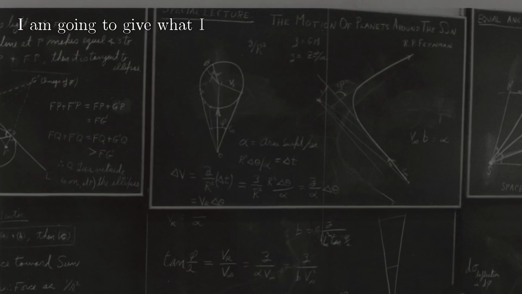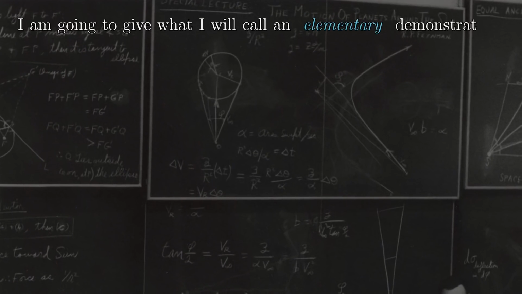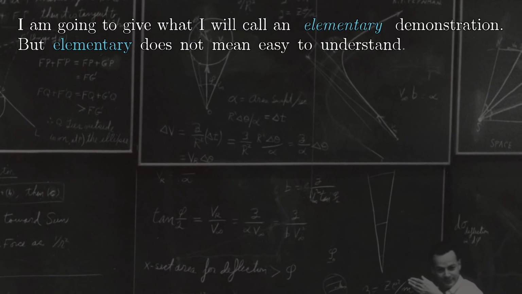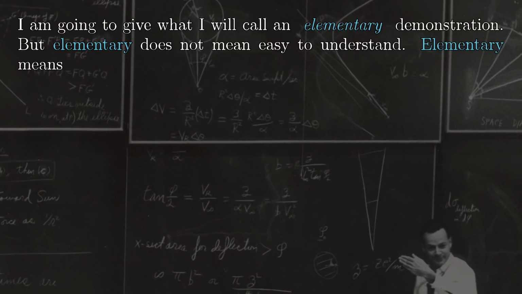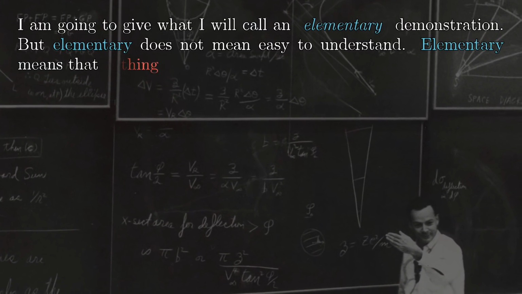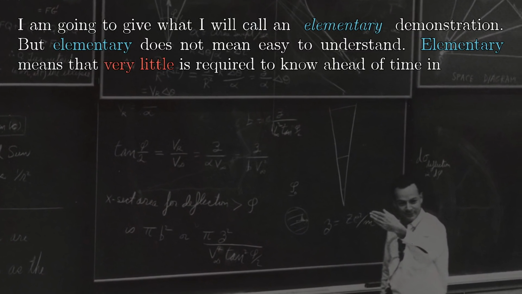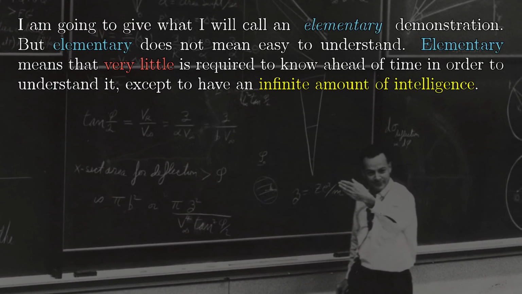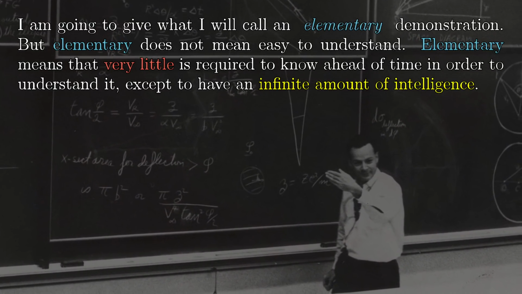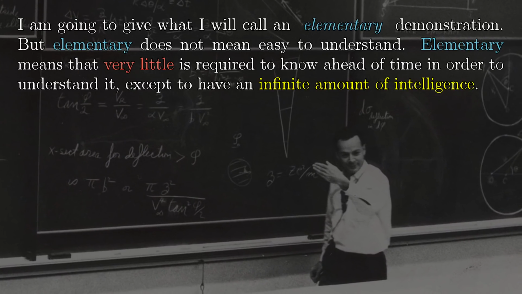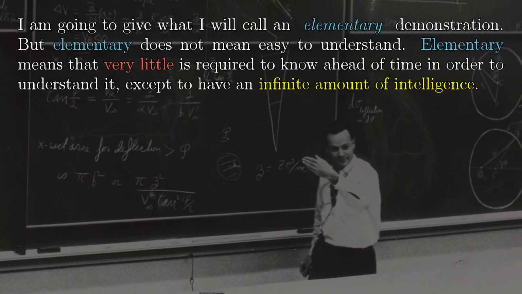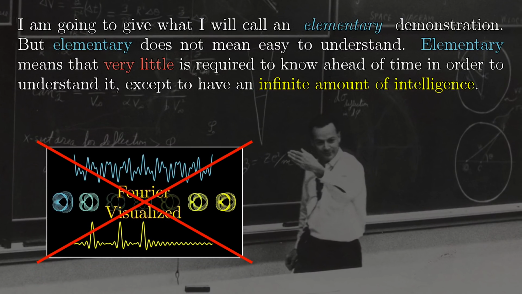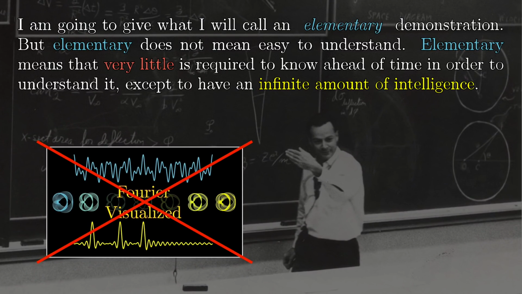I am going to give what I will call an elementary demonstration. By elementary does not mean easy to understand. Elementary means that nothing, very little, is required to know ahead of time in order to understand it, except to have an infinite amount of intelligence. There may be a large number of steps that are very hard to follow, but each step does not require already knowing calculus, already knowing Fourier transforms, and so on.